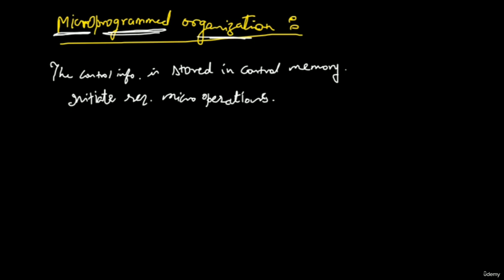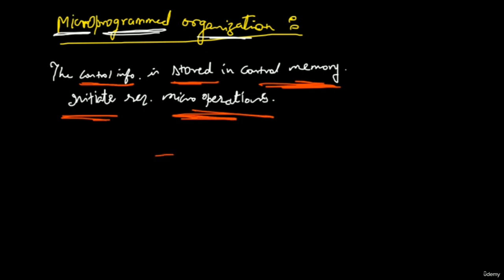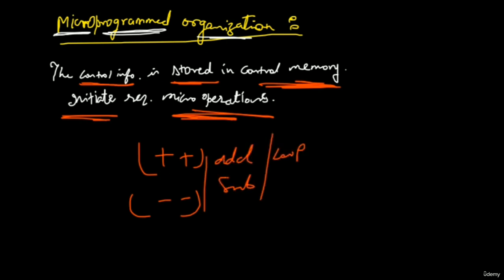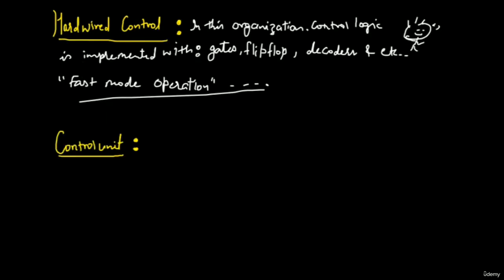And here we have control information which is stored in control memory and initiates the required micro operation, like we require to increment, or we require to decrement, or we require to add, to subtract, to run a loop, and all such kinds of things. So what is actually working? The micro-programmed organization is working. Well, now it's about the control unit.